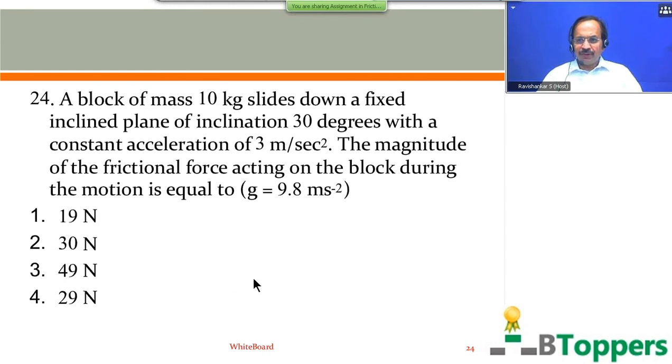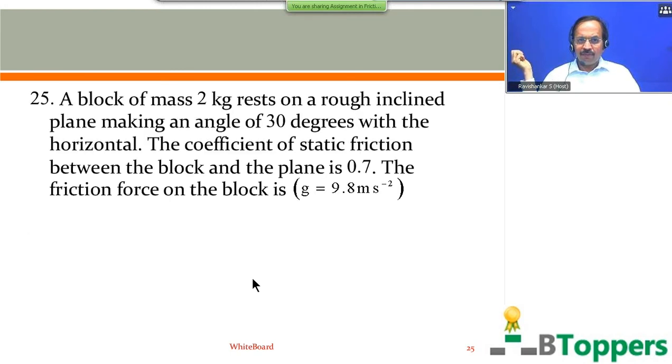In case you need more time to answer this question, you can take a pause and take your own time. I'm going to show you the next question on the screen. See the question number 25.